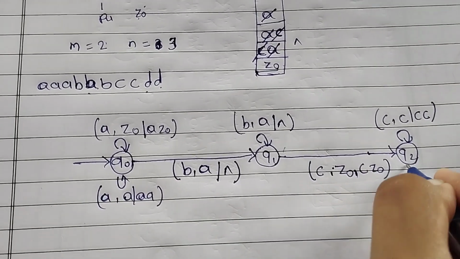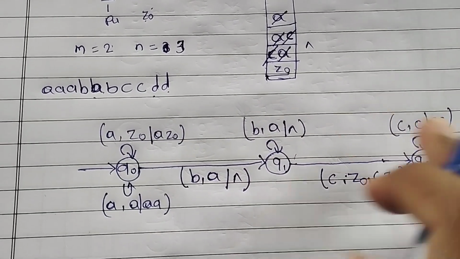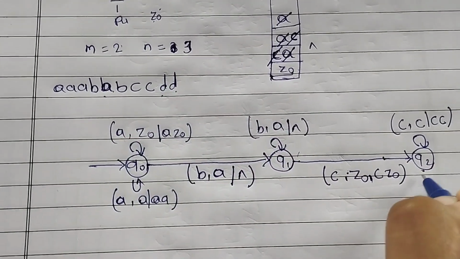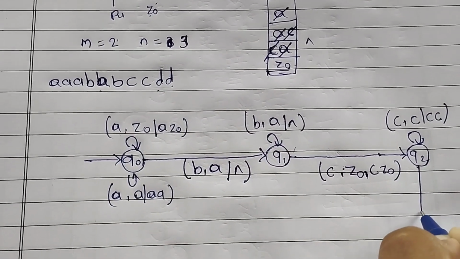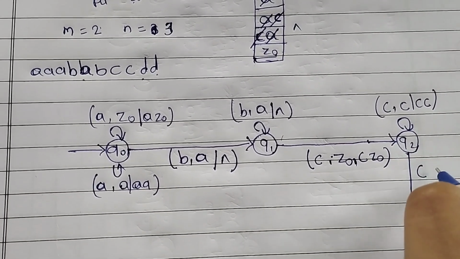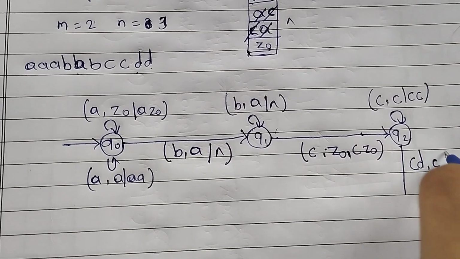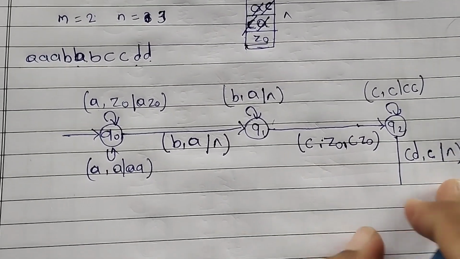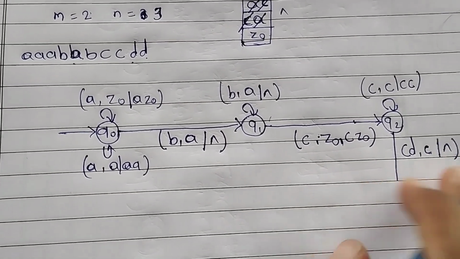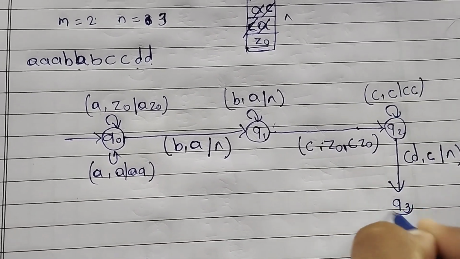Okay, now we change the state, because now all these C's we push in this cycle. Now we read D, so for that we perform the pop operation. Right here, next state. Already C is present and we read D, then pop. So we pop the symbol and we reach the next state, Q3.